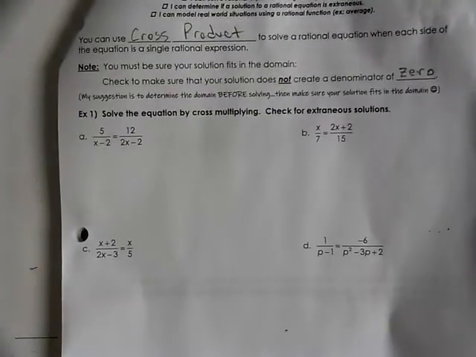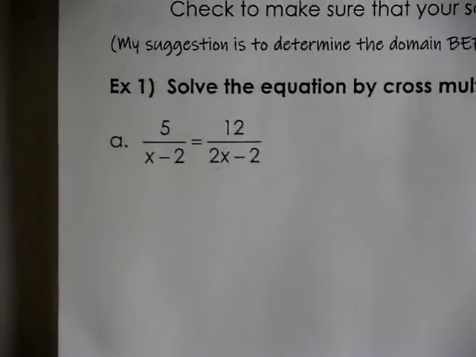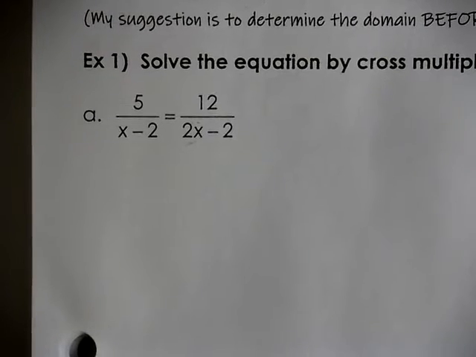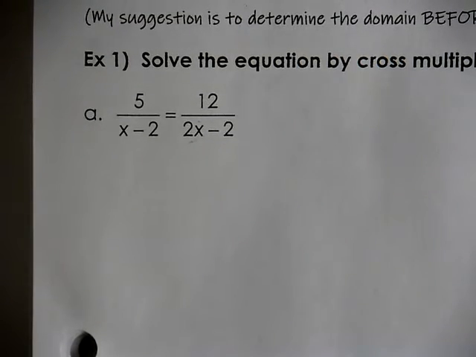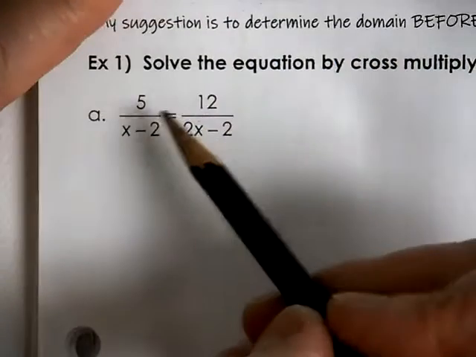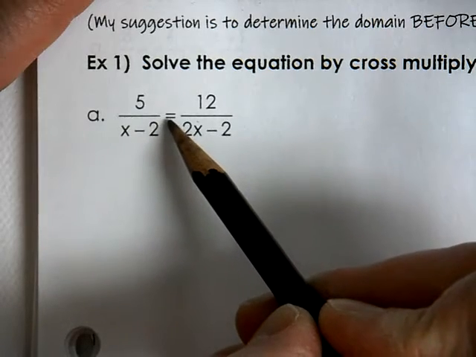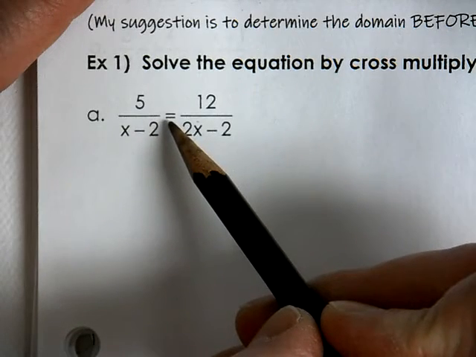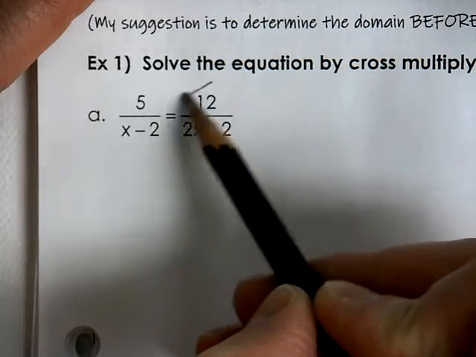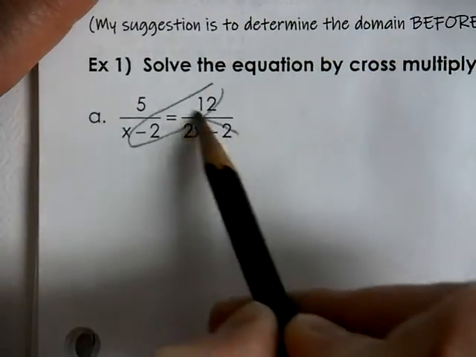So to solve these, as it says, we're going to use cross products. Now, people make mistakes with cross products. They use it when there's a plus sign in between. We can only do this when there's an equal sign in between. We're going to cross multiply.